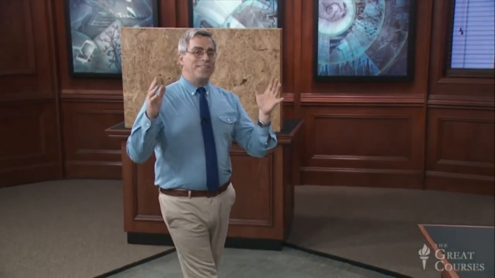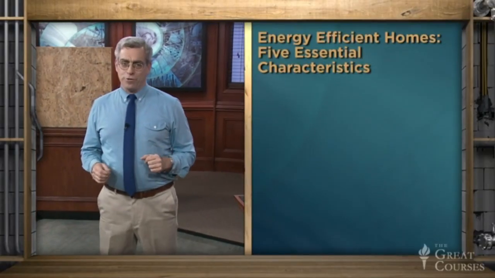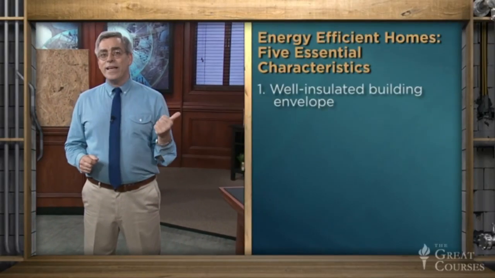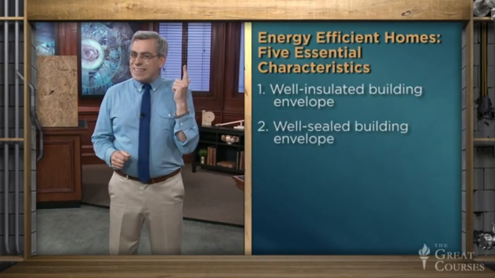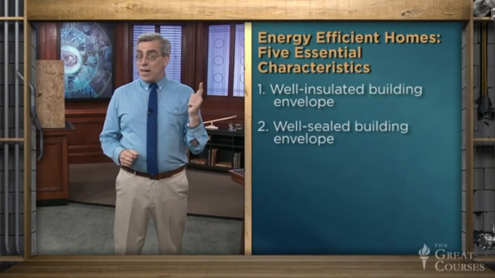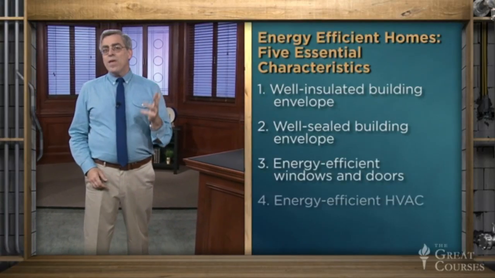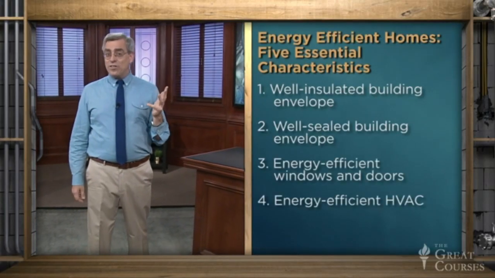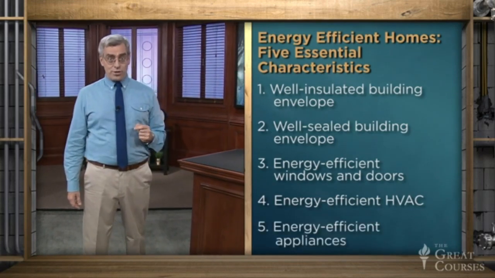And now, the basics. An energy efficient home has 5 minimum essential characteristics: a well-insulated building envelope to minimize heat transfer, a well-sealed building envelope to minimize air infiltration, energy efficient windows and doors, an energy efficient heating, ventilating, and air conditioning system, and energy efficient appliances.